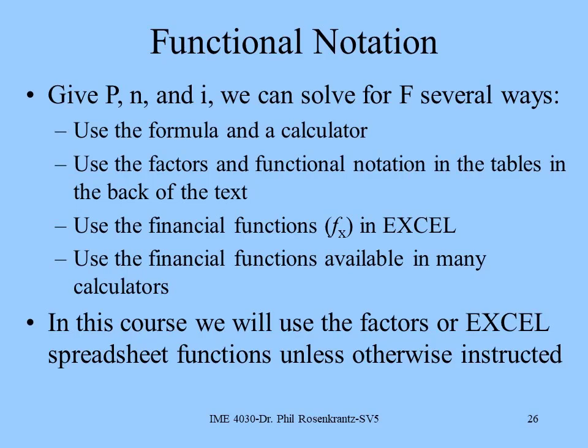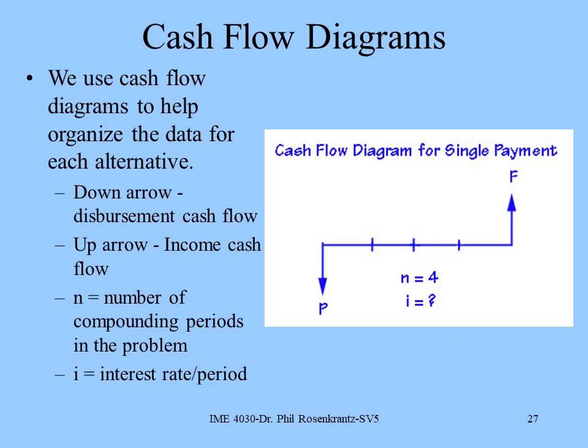Okay, let's move to slide number 27. We also use cash flow diagrams in our analysis because they help us to organize and observe the data. And like I mentioned earlier, we have disbursements and we have receipts. And so typically our disbursements or costs would be a down arrow in a cash flow diagram. And our income, money in, would be an up arrow. We also show on our cash flow diagrams the number of time periods. For example, on slide 27, it says n equals 4.